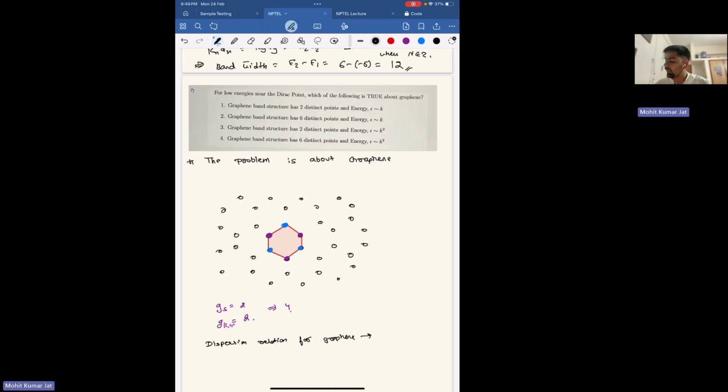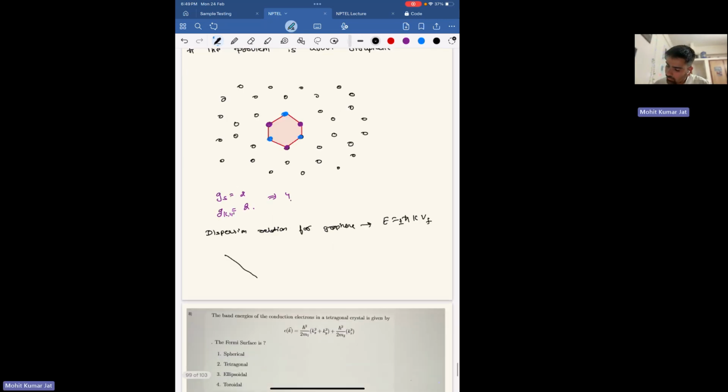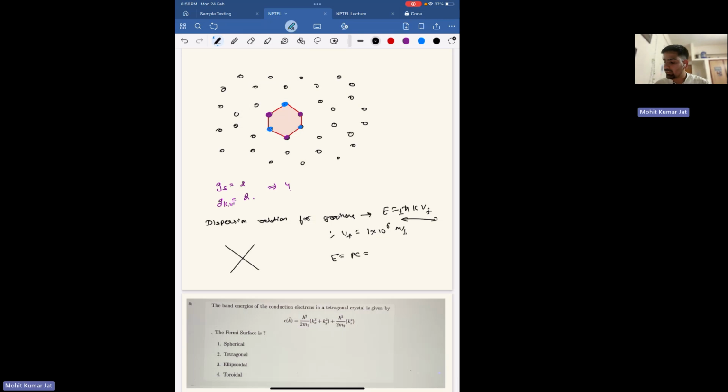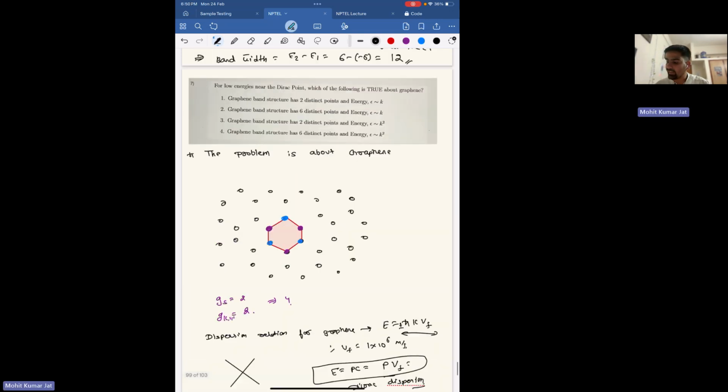Graphene, which is a 2D material with a honeycomb lattice, has E equals plus or minus h bar k Vf. So the dispersion relation of graphene is like this, a linear dispersion, where Vf is 1 times 10 to the power 6 meters per second. If you compare it with the dispersion E equals pc, where p is h bar k, Vf plays the role of c. So this is the Dirac dispersion. This is linear in k, and it has two distinct points.